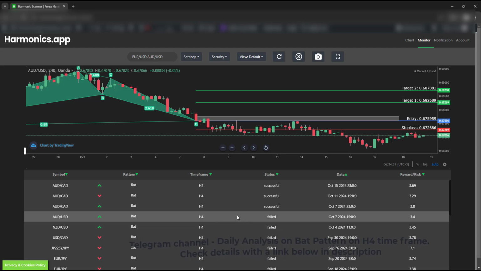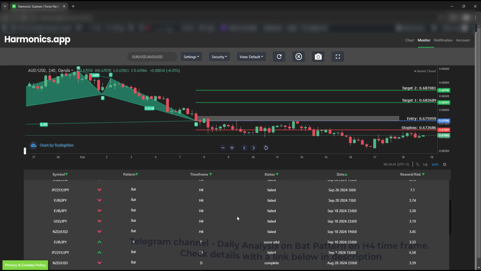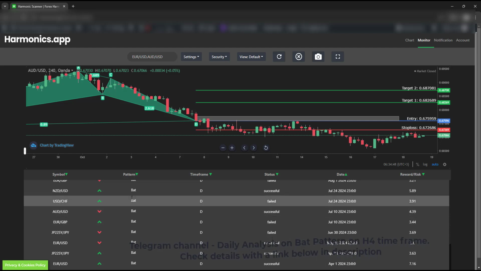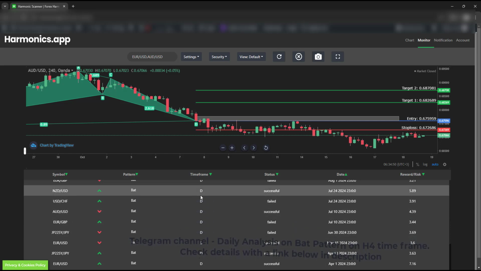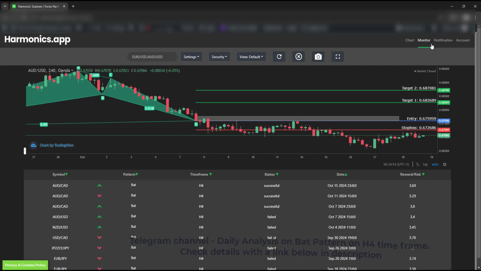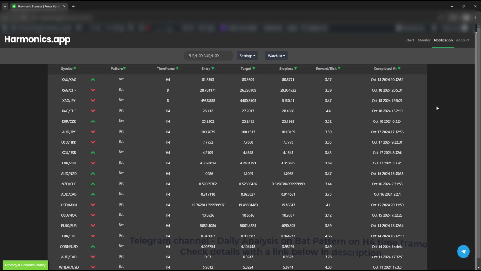Now you can see here inside the table below, you can have all patterns that are detected on the chart based on the symbol you have defined, the pattern you have defined, and the time frame you have defined. Now the next one where you have details is notifications. Notifications are sent over the Telegram. So if you have prepared a Telegram bot, you have instructions on the YouTube channel and also on the website Harmonic App Scanner. You have all the details on how to activate.